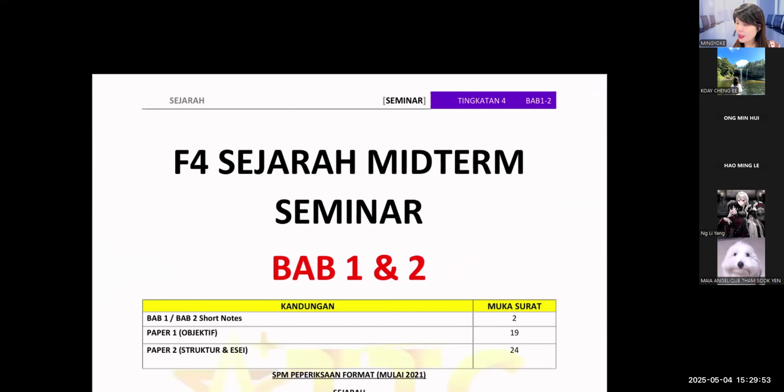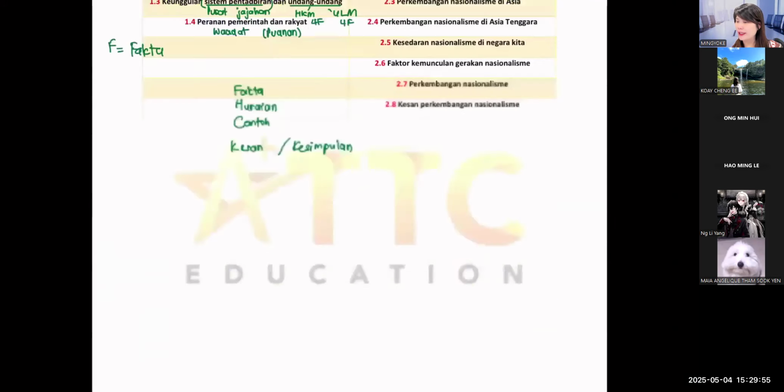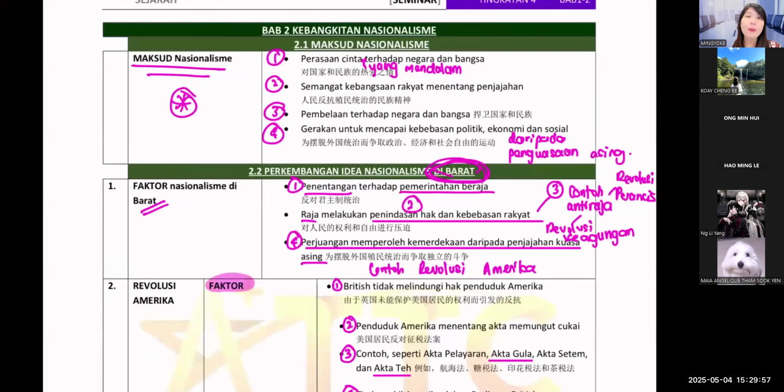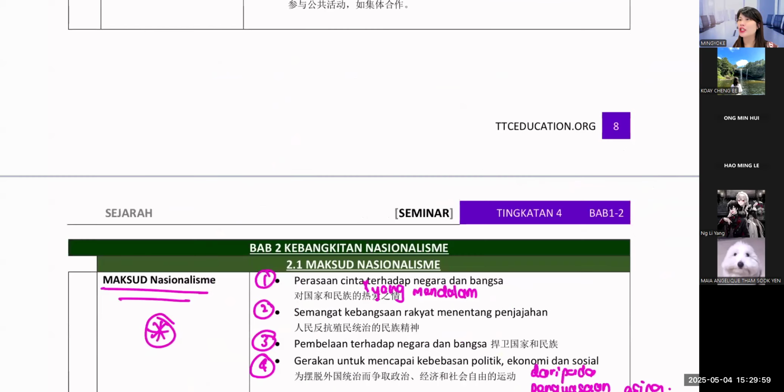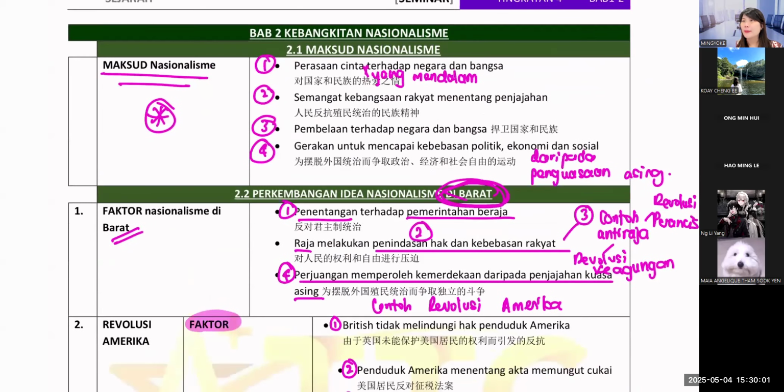Okay. Chapter 2 is very simple only, guys. It's talking about nationalism. Everybody turn to page 9. Chapter 2 is all about nationalism. Okay, the first one, they ask you, what is the meaning of nationalism?